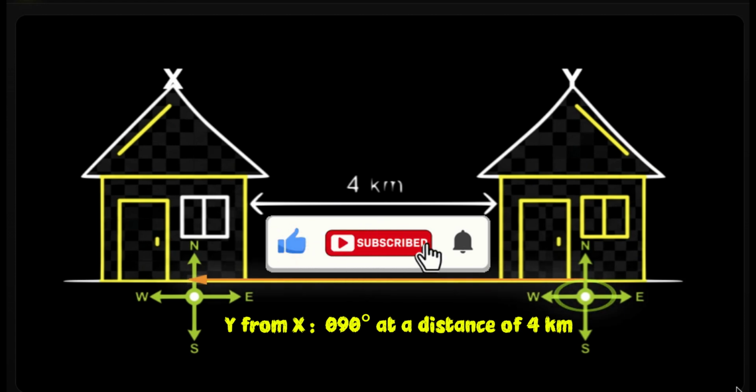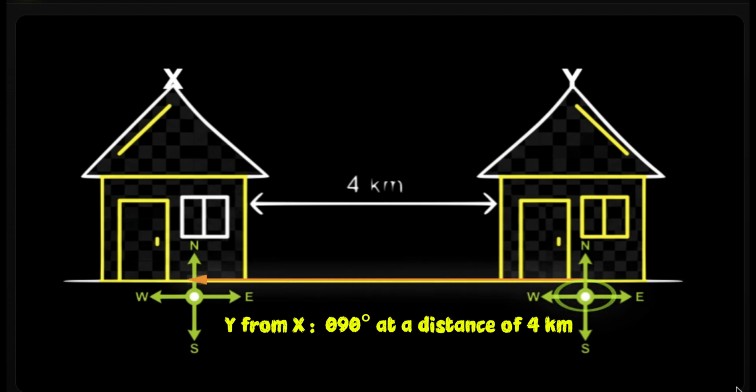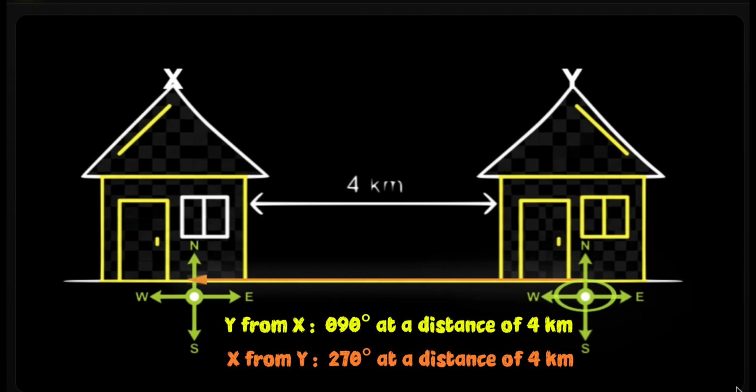Now change your viewpoint. Stand at the house on the right, labeled Y, and look back toward X. From Y, the left house is straight to the left. On the compass, left is west. Bearings are still measured clockwise from north, so we turn from north through east, then south, and then to west. That gives 270 degrees. Therefore, the bearing of X from Y is 270 degrees, at a distance of 4 kilometers. Notice how the distance is the same, but the bearing changes because the starting point changes.